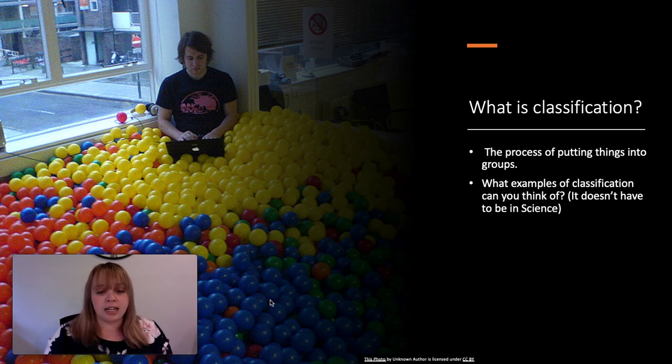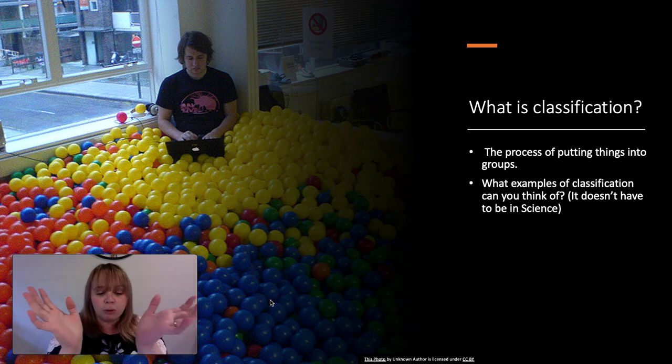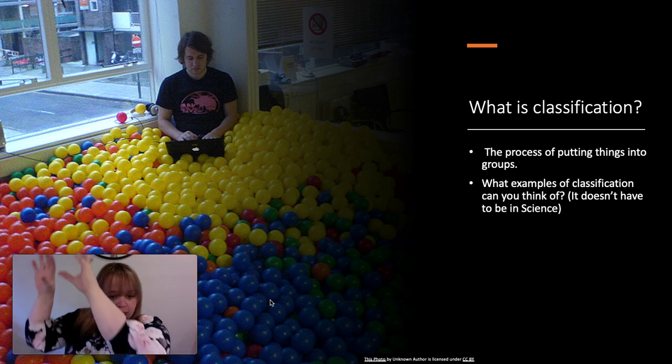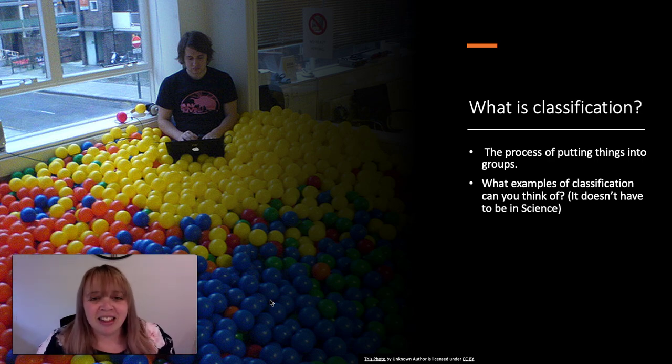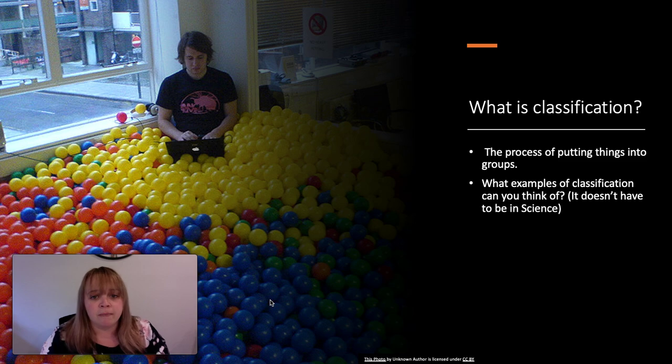So he's sitting there on his computer working away, but you can see that things have been grouped. So that's what classification is. You've got the yellow balls as one group, you've got the blue balls as another group, and then the red balls here that are going to be the third group. Then you've got other bits that might not fit into those groups.